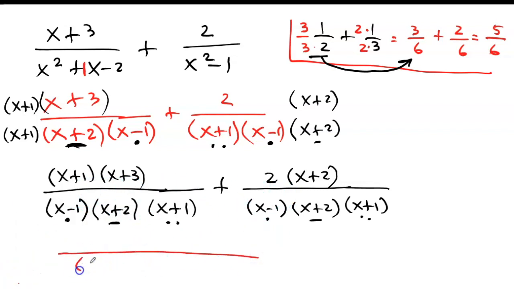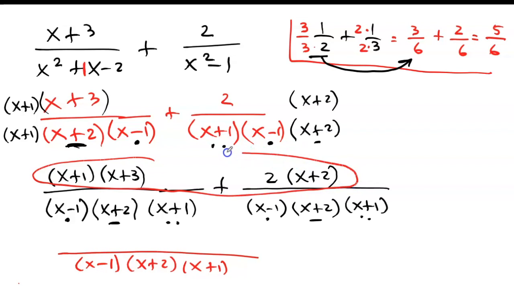Here we go. So it's going to be x minus 1, x plus 2, x plus 1. Now I'm doing this final step. I'm adding the tops, okay? But before I add, I've got 2 parentheses here. Now, only the top. I've got to solve that.